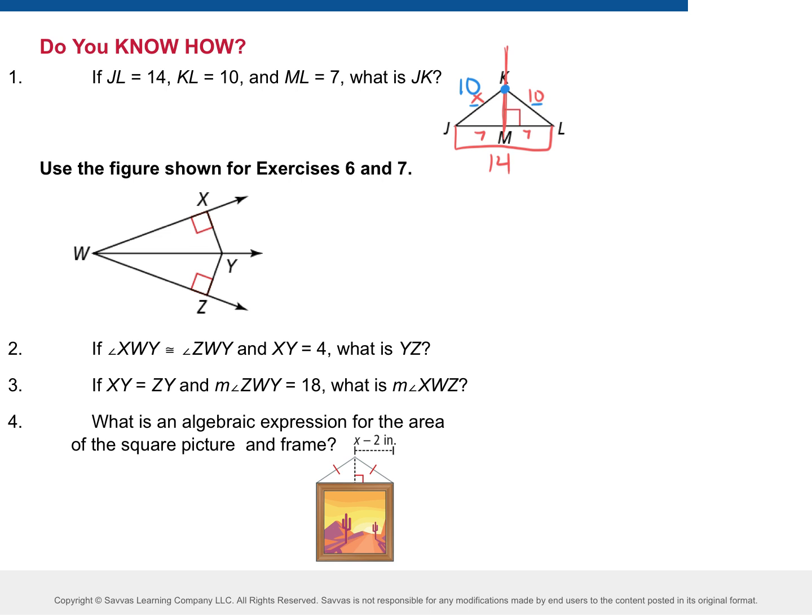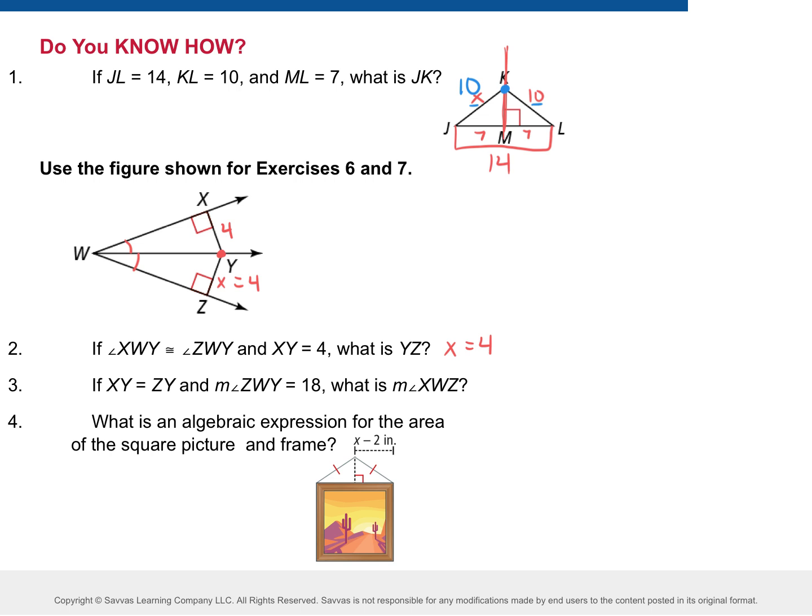Good. On 6 and 7, are we working with an angle bisector or perpendicular bisector? Angle bisector. So it says XWY is congruent to ZWY. And XY is 4. It wants to know what YZ is. Why is it 4? Why can we assume those two lines right there are congruent to each other? They meet at the same point and the angles are congruent. So if the angles are congruent and they meet at the same point, then we can assume those two lines are congruent to each other.